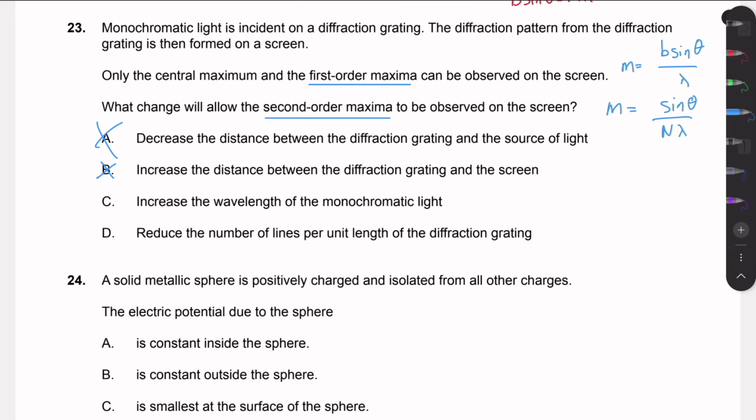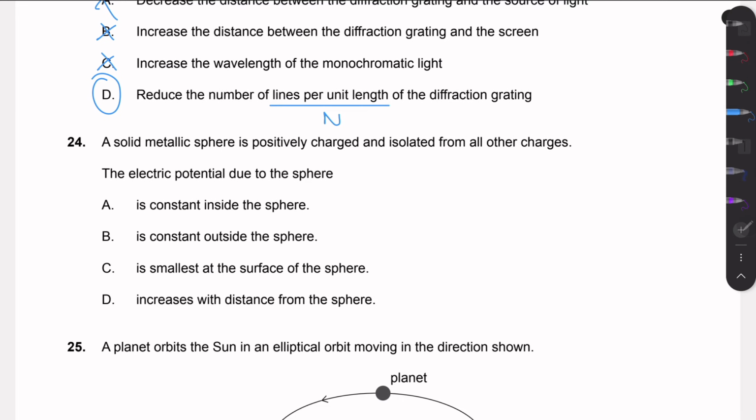And then in C it says increase the wavelength of the monochromatic light. Well, if we increase the wavelength, the fraction becomes smaller, and so the order will also decrease. So there's no way we can observe a larger maximum, so the answer will be D. If we reduce the number of lines per unit length, so this is what is known as n, then the fraction becomes larger and the orders also increase.